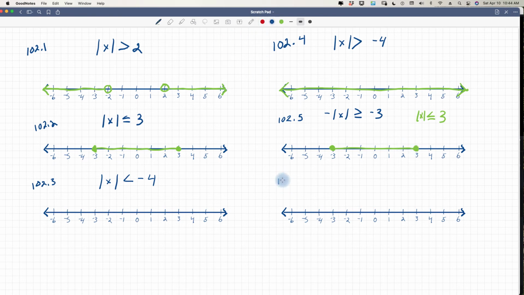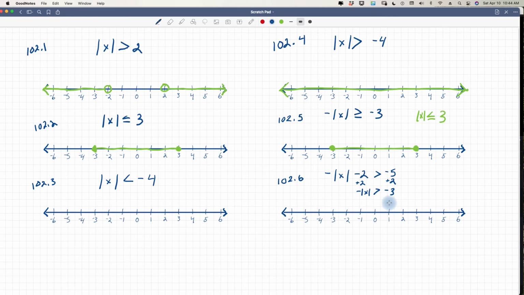Let's do one final one, 102.6. And it asks us to graph the negative absolute value of x minus 2 that is greater than negative 5. All right, this is going to require us to do just a little bit of math. So first of all, let's add 2 to both sides. Okay. So that gives us a negative absolute value of x is less than a negative 3.